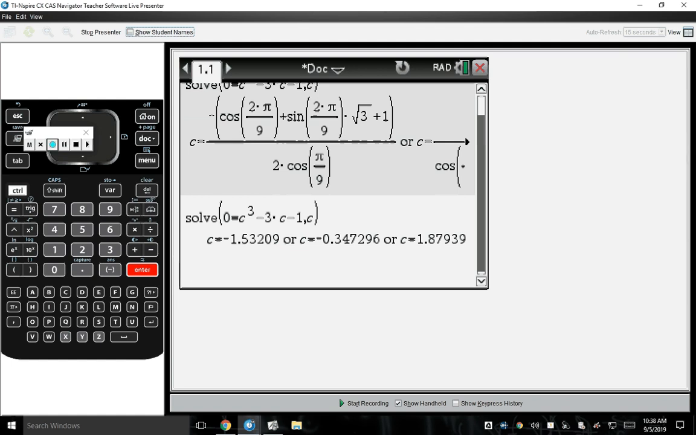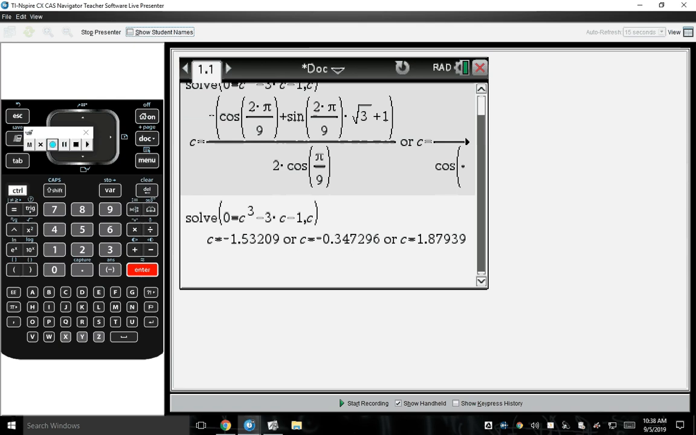So C is equal to negative 1.532. C is equal to negative 0.347. And C is equal to 1.879. I know I threw a lot at you on that first one, but it's a lot of review and a lot of stuff that you're going to do by hand as well, okay?